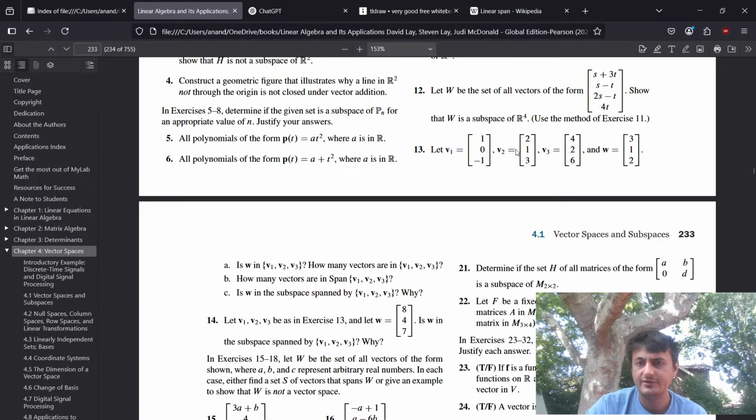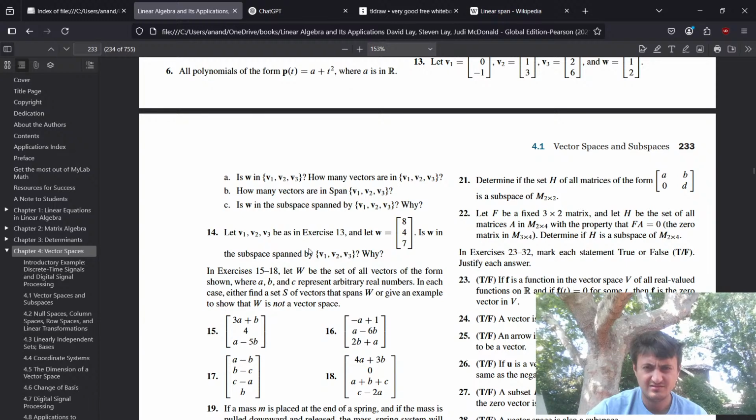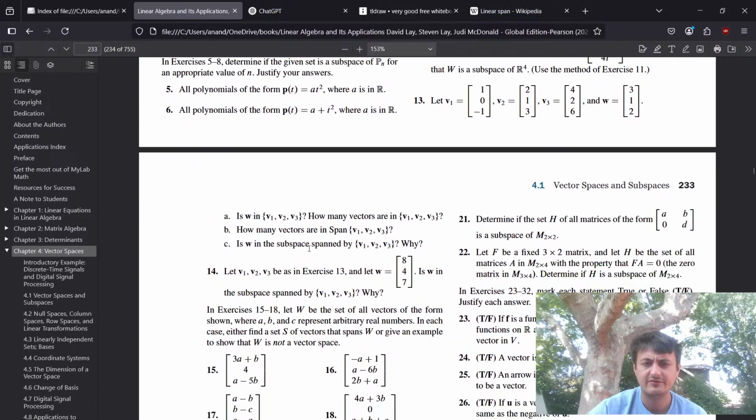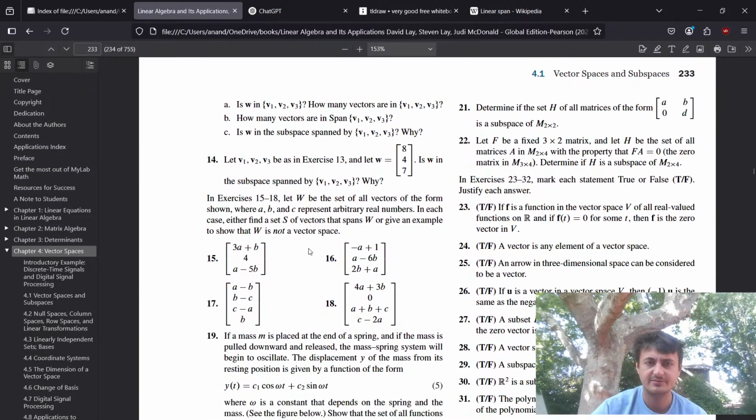Make it easy for me. So you just add V1 and V2, yes? V1 plus V2. (8, 4, 7), I don't know. I'm not going to solve that. All right, let's just skip that. 15.